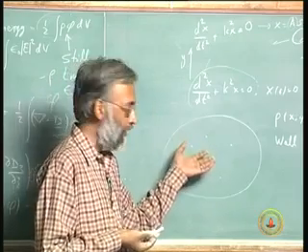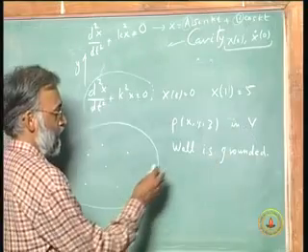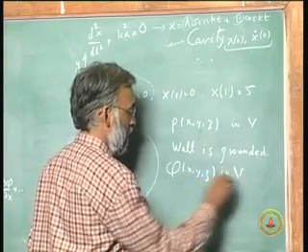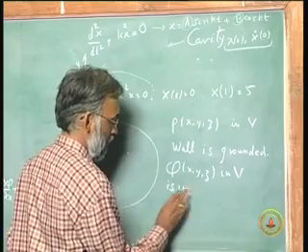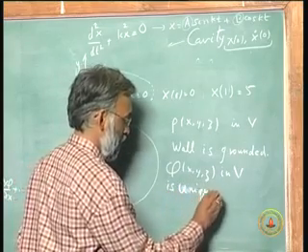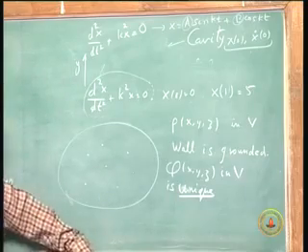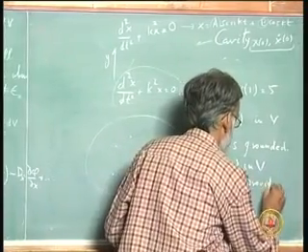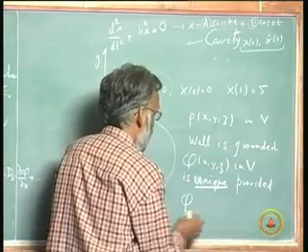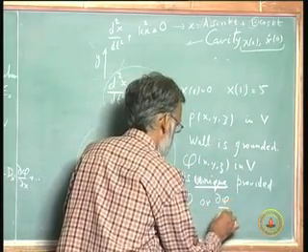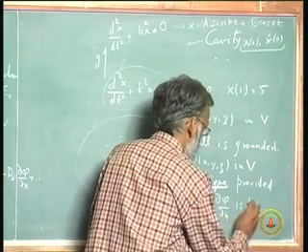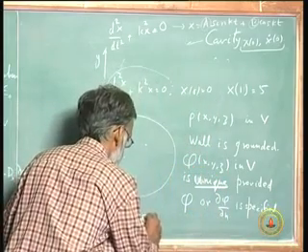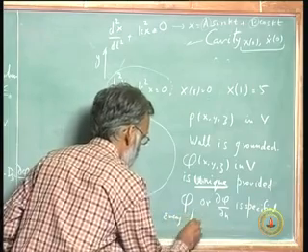The theory is actually quite easy, but I will rather state the answer. Answer is that phi of x, y, z in V is unique, meaning that there is only one solution, provided phi or del phi del n is specified at every point on wall.